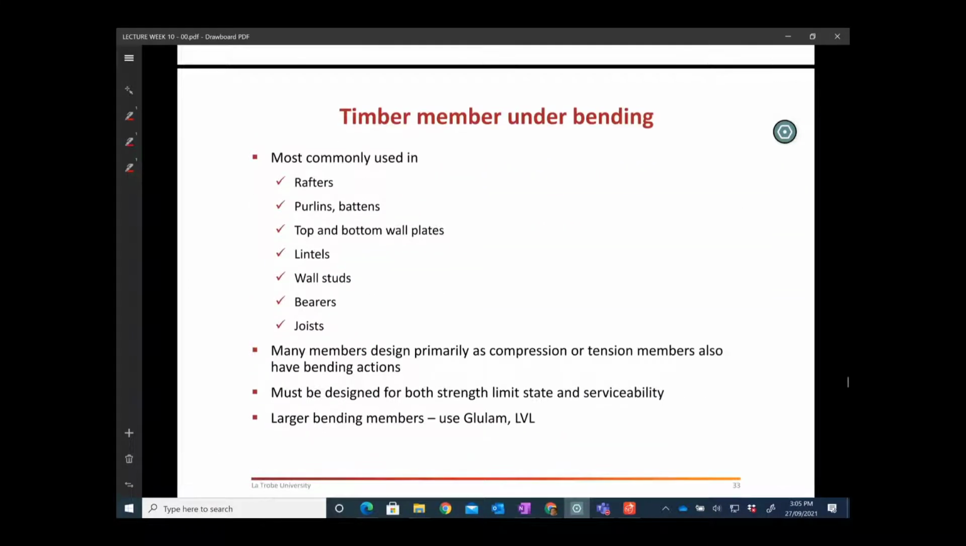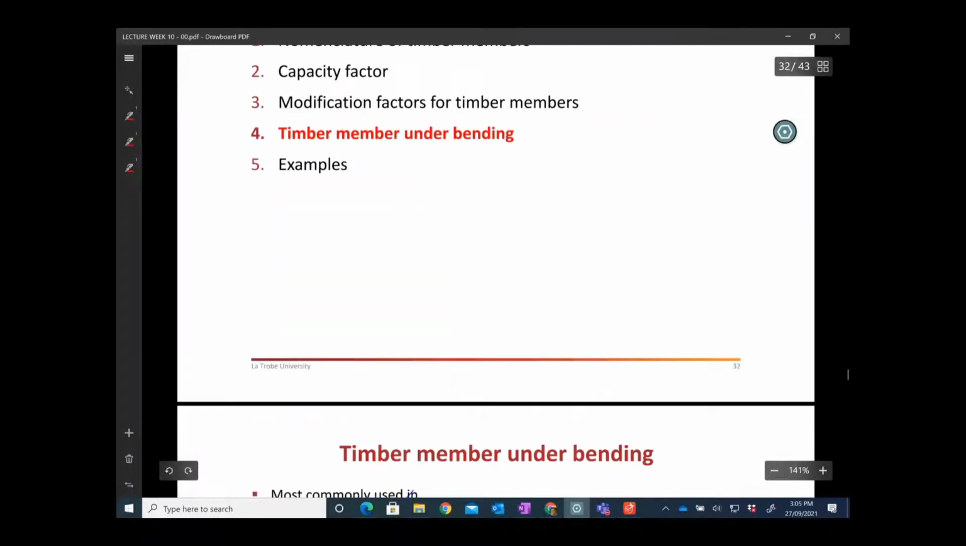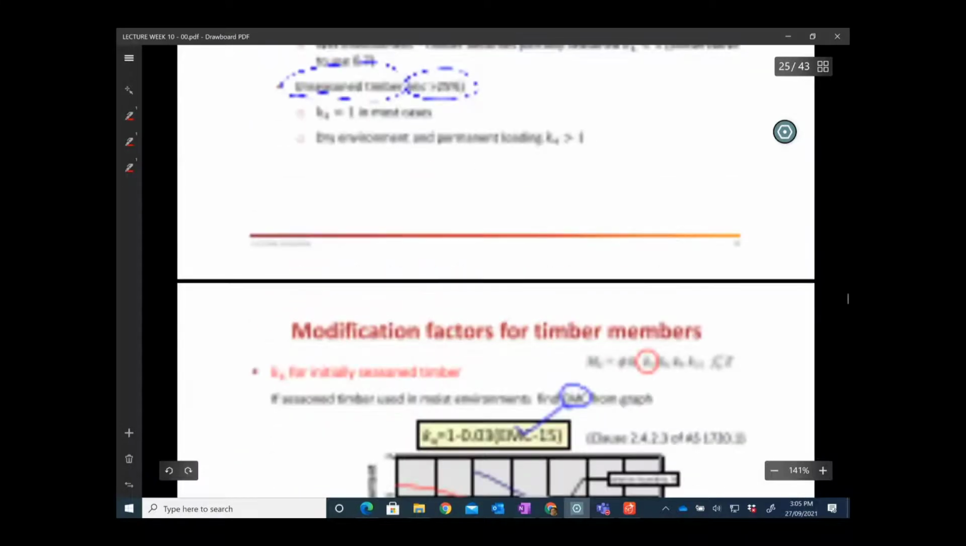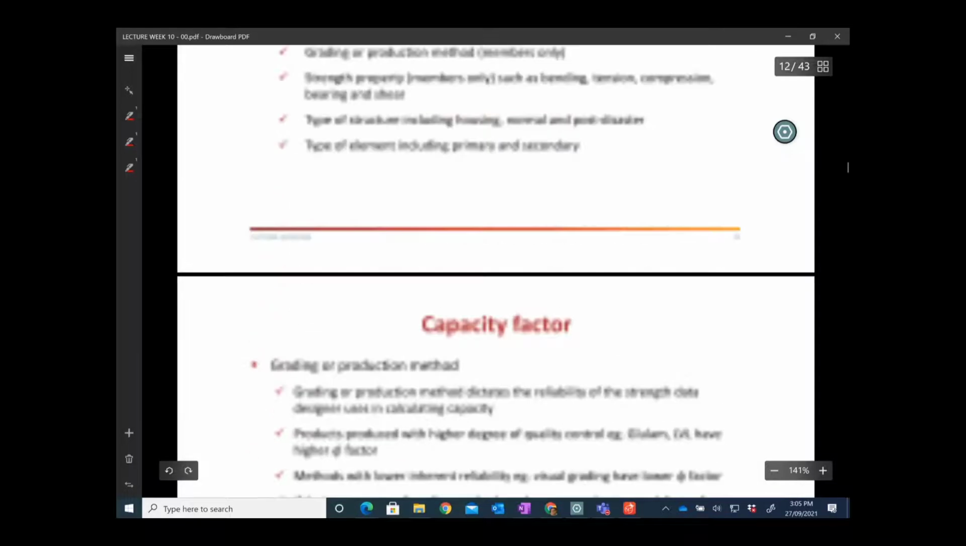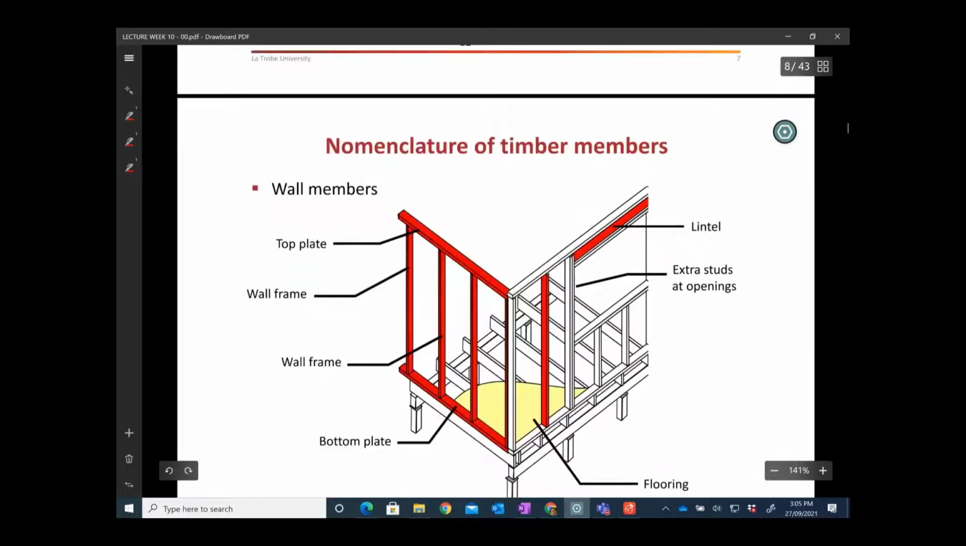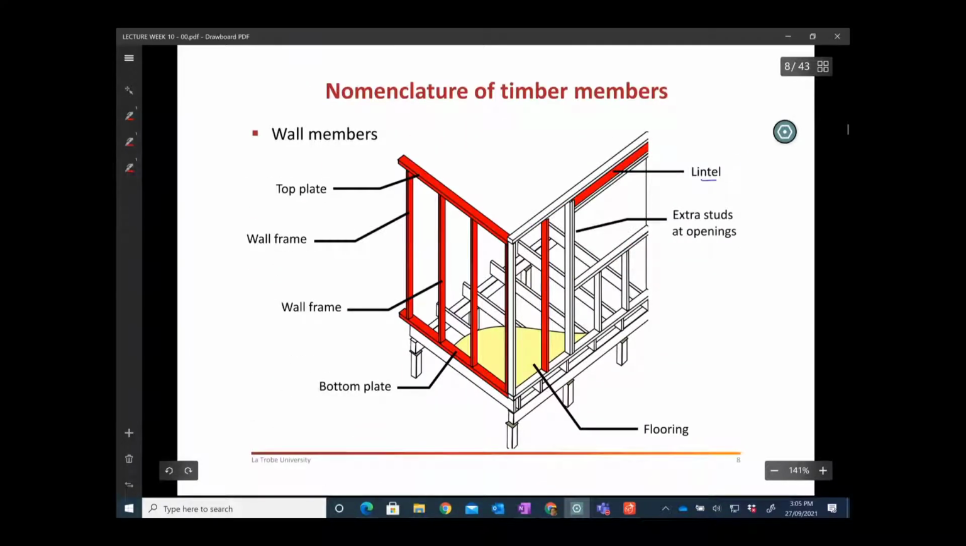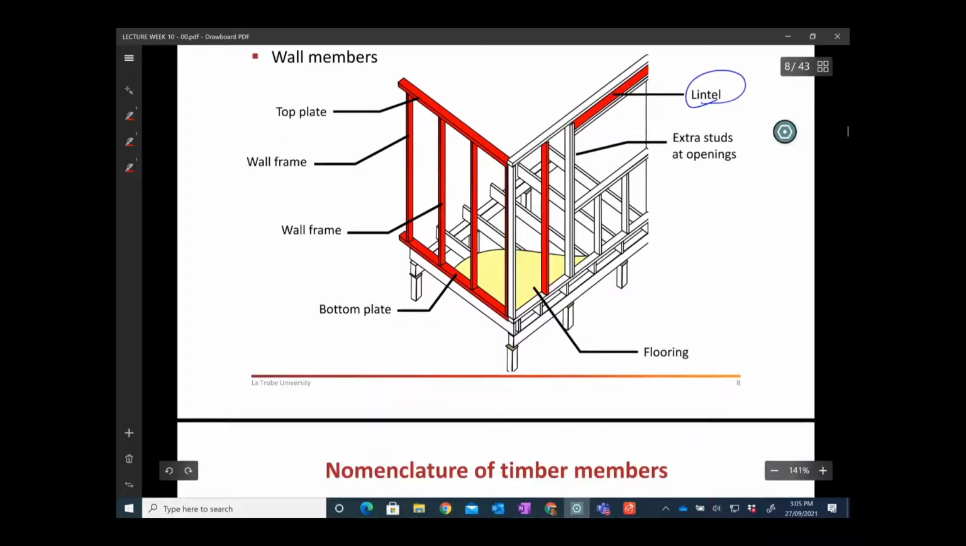Timber members under bending generally include rafters, purlins, lintels, wall studs, barriers, and joists. I think they have figures at the start where they have definitions of all these. Here you go, this is a lintel. You can see it above the frame of the window and door. You have this lintel to support your frame.